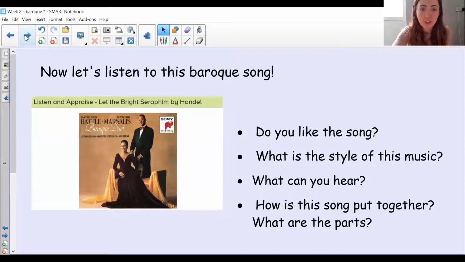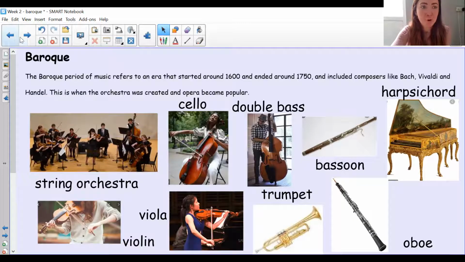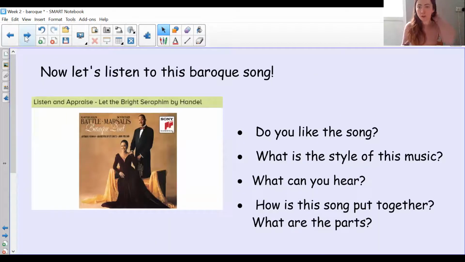Okay, so actually, before we listen to this next Baroque song, I'm going to get a video up of somebody playing a harpsichord so you can really hear what it sounds like. So I'm just going to stop sharing now.